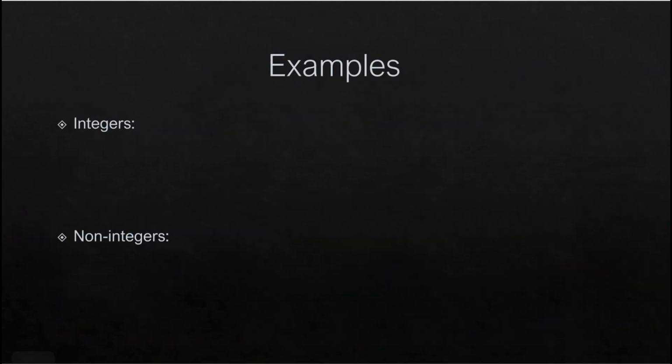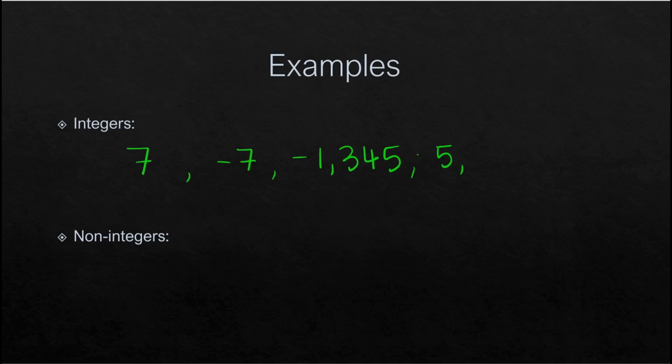So examples of integers include like 7, but it also includes -7 or -1,345 or +5,000. I'm going to make that a semicolon so you can tell the difference between a comma and a semicolon. 5,681, for example. All of these are integers. The positive numbers, the negative numbers, and 0. They are not decimals. So for example, if I made it 7.1, that's no longer an integer. That's actually what we call a rational number, and I'm going to talk about that on the next slide.